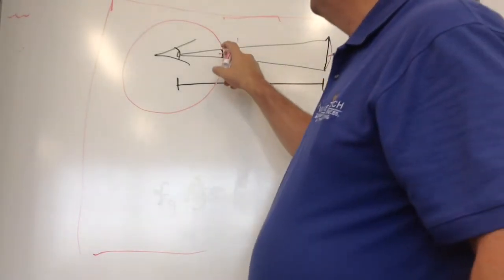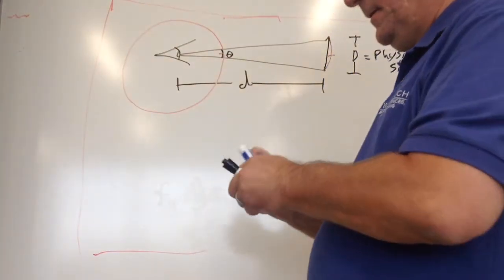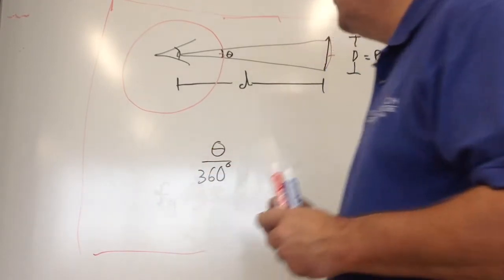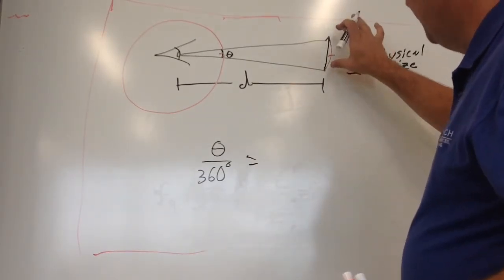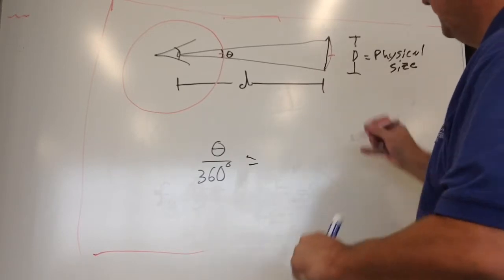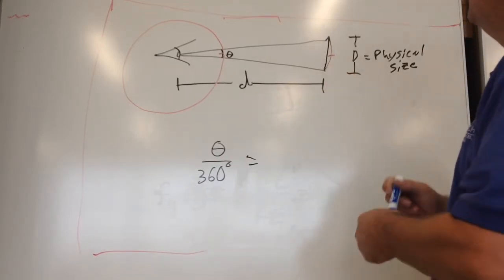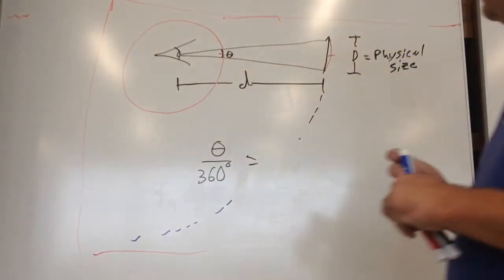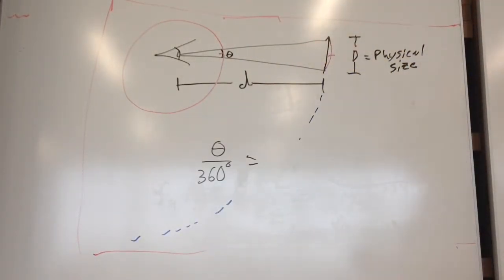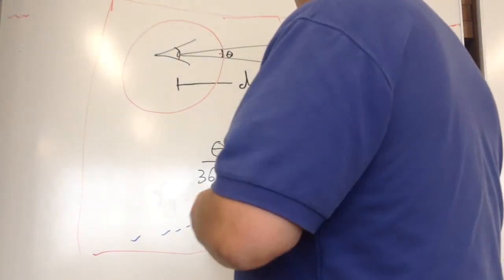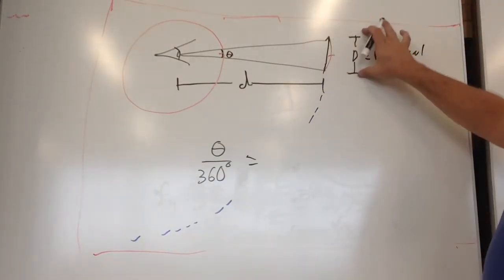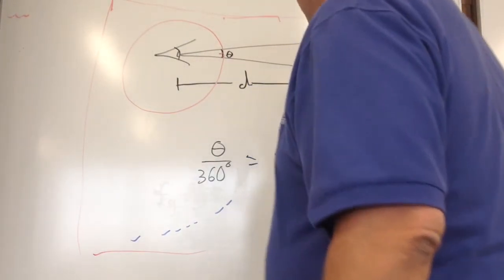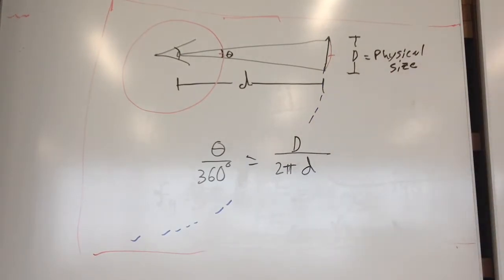So the ratio of theta to the full angular size of the red circle, theta over 360 in degrees, is going to be equal to the ratio of the diameter to the full circumference swept out by the circle of radius d. Okay, so the ratio is that approximation of the arc length that's drawn in red, which is the physical size, D, divided by 2 pi times little d, which is the circumference of the blue dotted circle. Make sense?